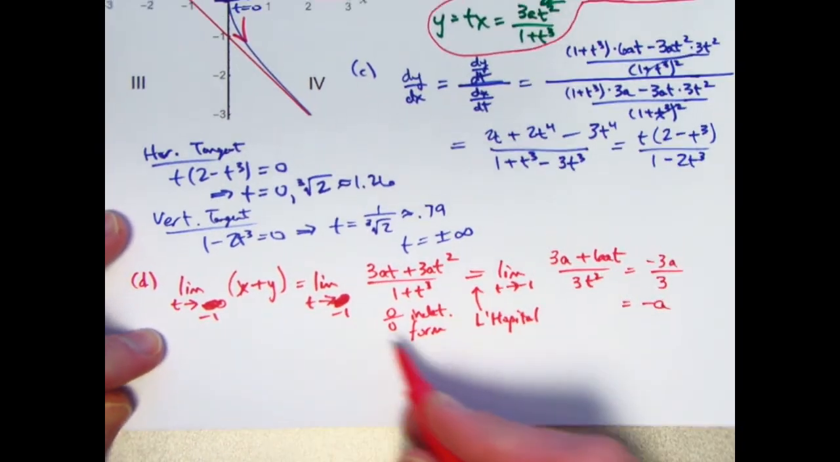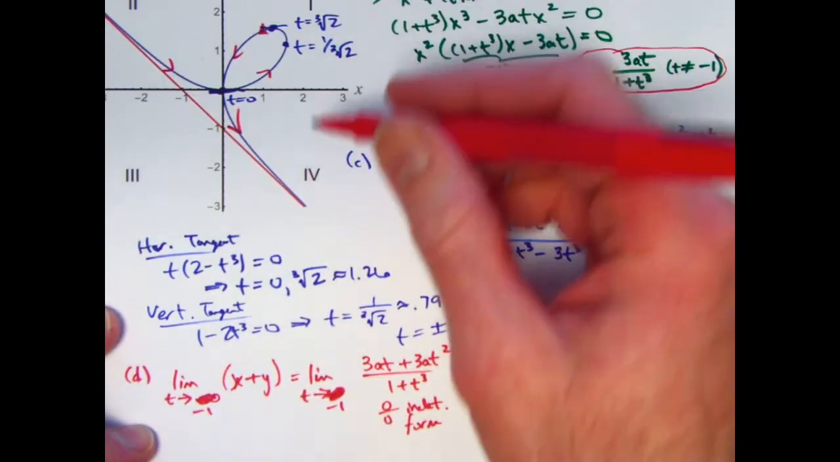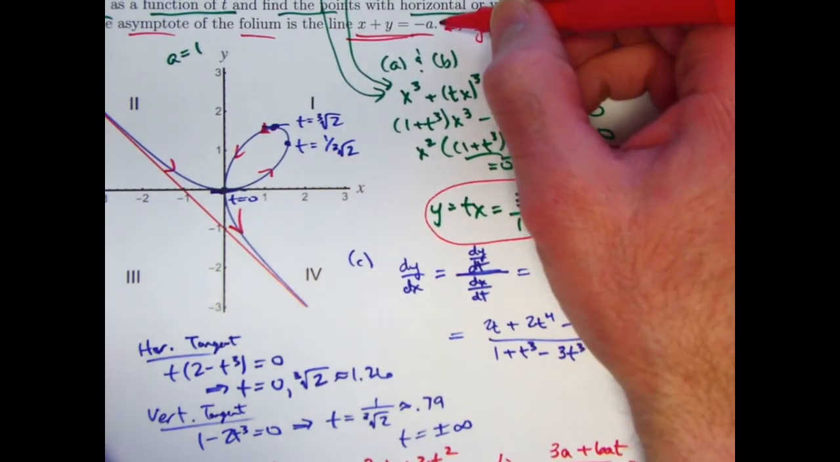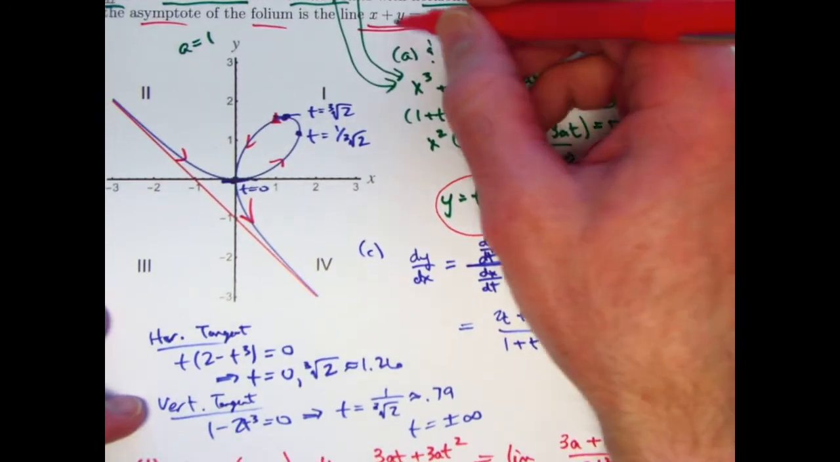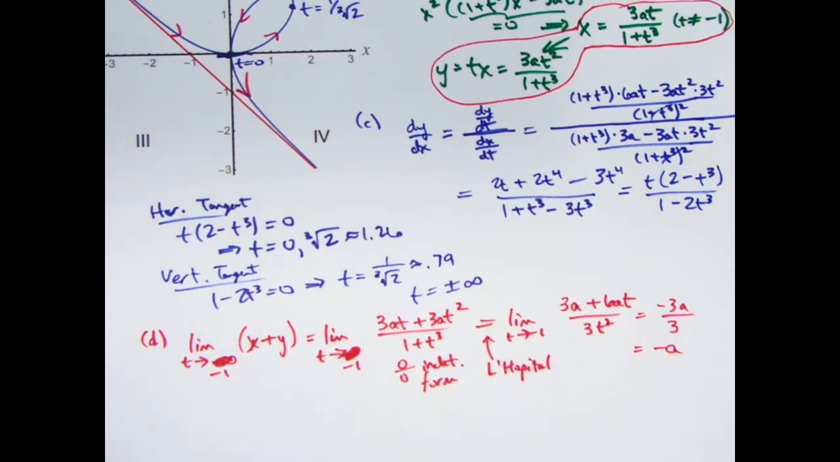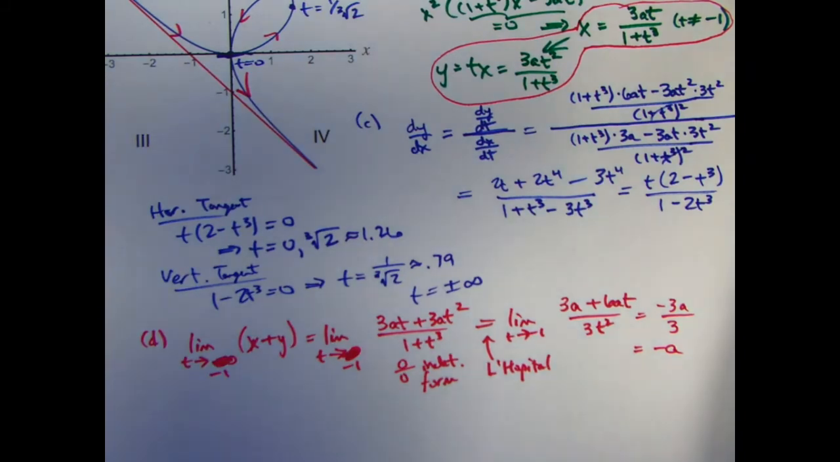So the value of x plus y for this parameterization, which is generating this curve, approaches -a as t approaches -1. And that means this line, x plus y equals -a, is indeed an asymptote, like we see here. All right, now we're going to go to the Mathematica.